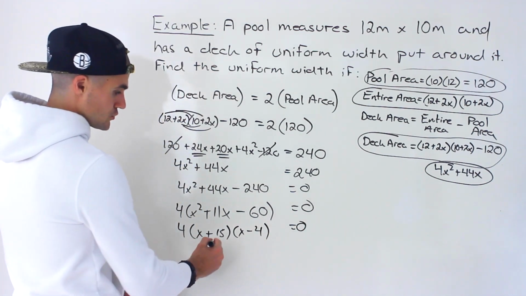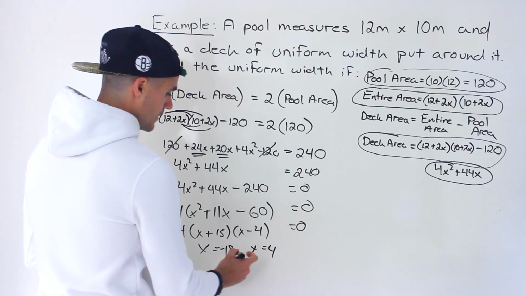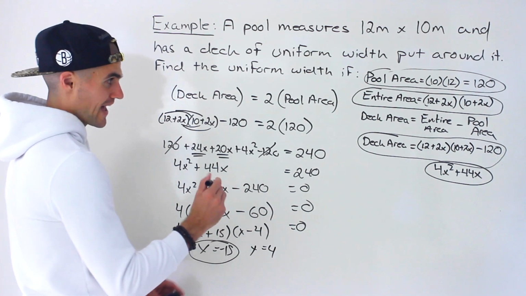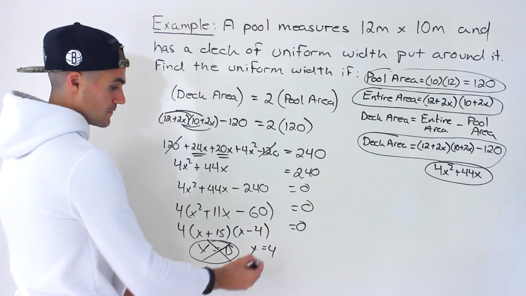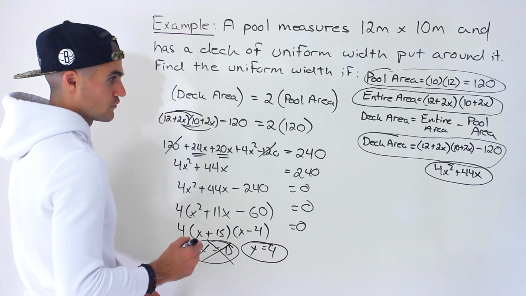So we get two solutions. X is equal to negative 15 or x is equal to 4. Now, negative 15 doesn't make sense because remember, what is x? X is that uniform width of the deck, and that can't be negative. And so we just end up with an x value of 4.